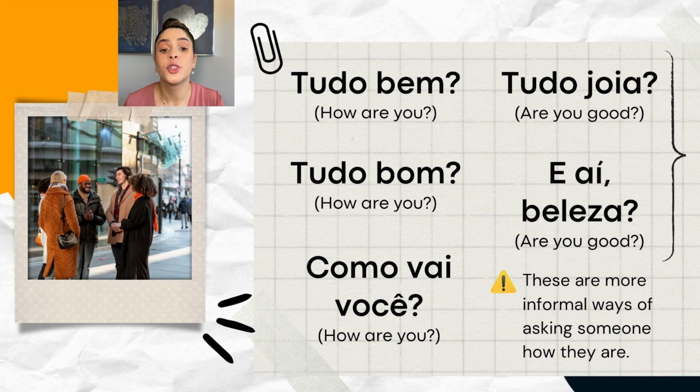We also have como vai você? Okay? And more, tudo bem, tudo bom, and como vai você? It's in between formality and informality. You can use it in both situations, but if it's a very formal situation, remember to add senhor, senhora. Okay? Tudo bem com o senhor? Tudo bom, senhora? Como vai o senhor instead of você?